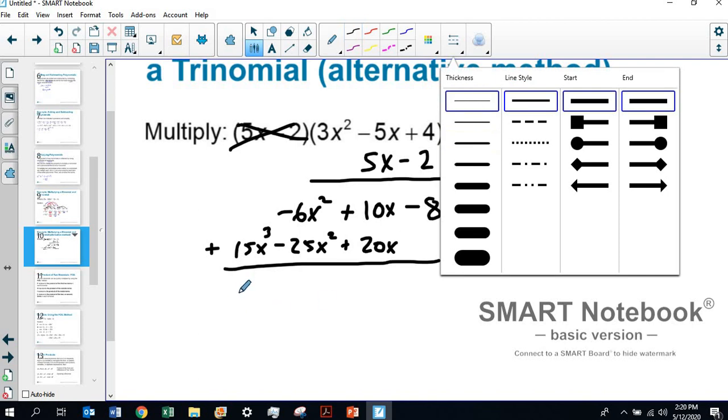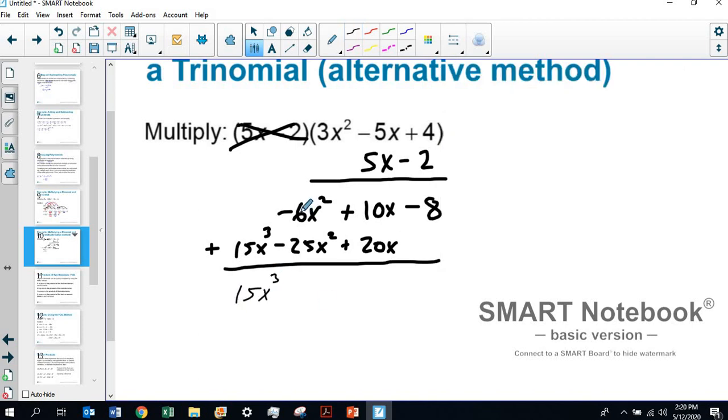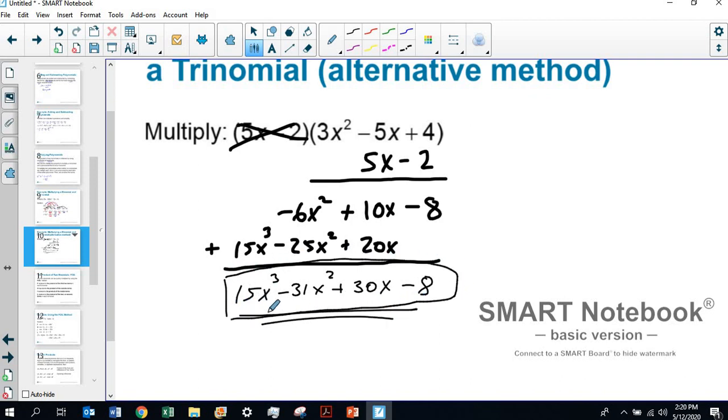And then you add everybody together. 15x cubed, minus 6 minus 25 is negative 31x squared. 10 and 20 is plus 30x, minus 8. So that's another way to do it. You get the same answer, obviously, and I'm good with either way if you need it.